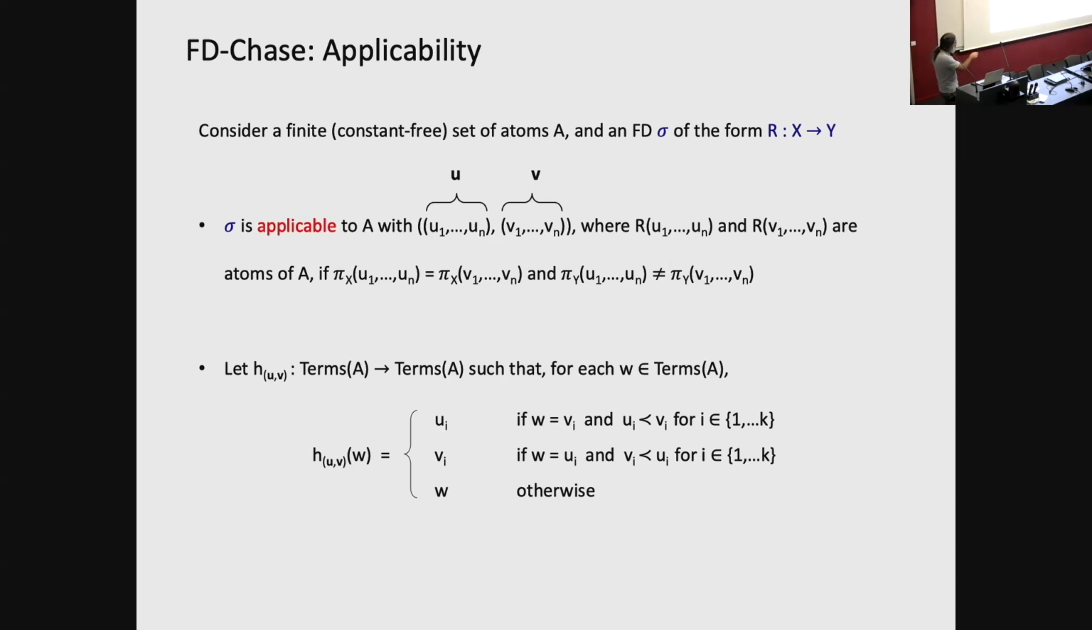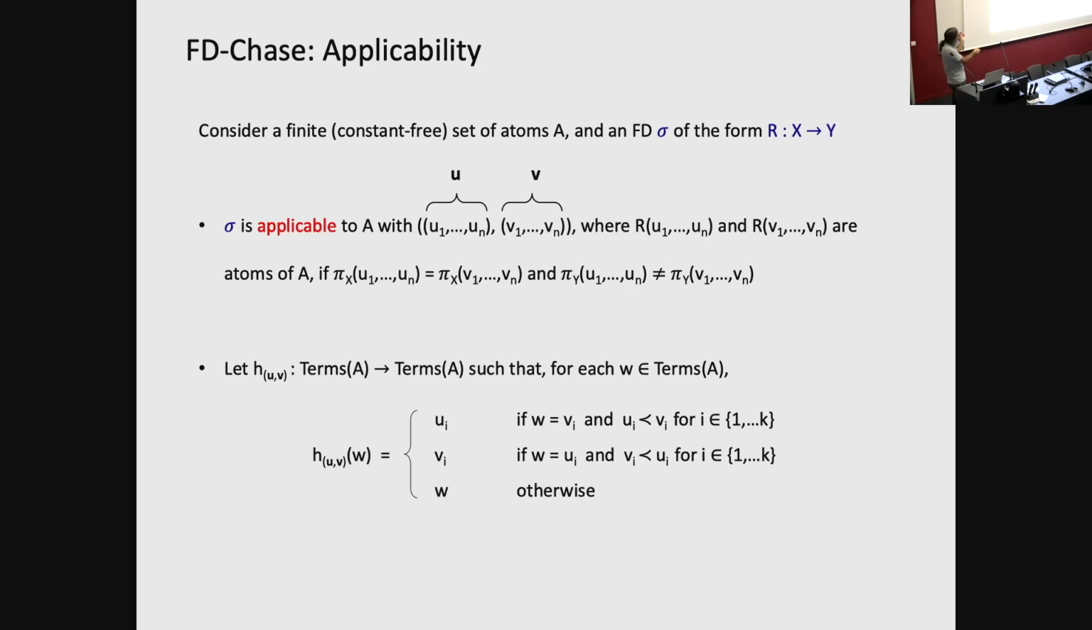So this function tells us that if W is one of the VIs in there, which means that it's a variable in a conflict, so VI is in a conflict with UI, but now UI comes before VI lexicographically speaking, right? This is what I mean by this symbol: UI comes before VI according to the lexicographic order. If this is the case, it means that we give priority to UI. So we are going to replace VI with UI.